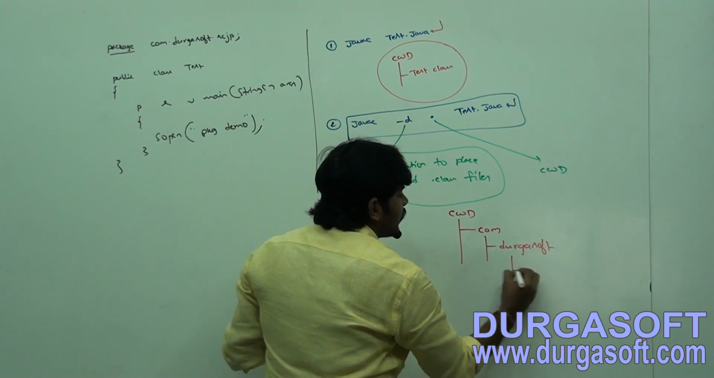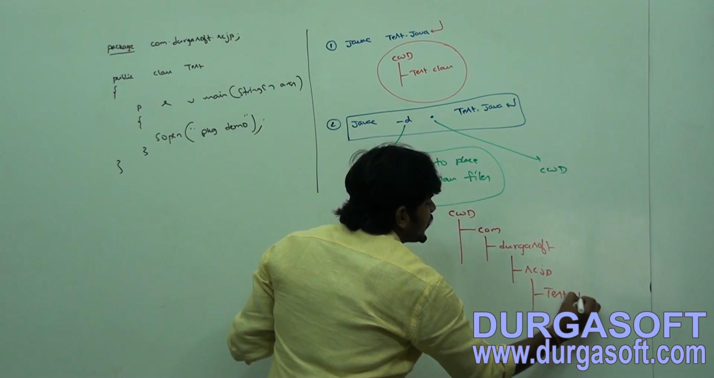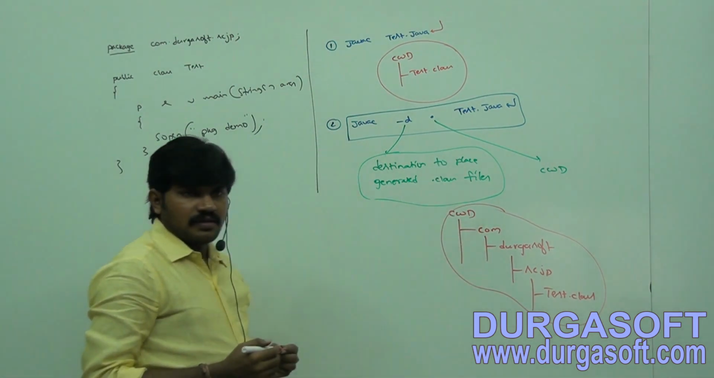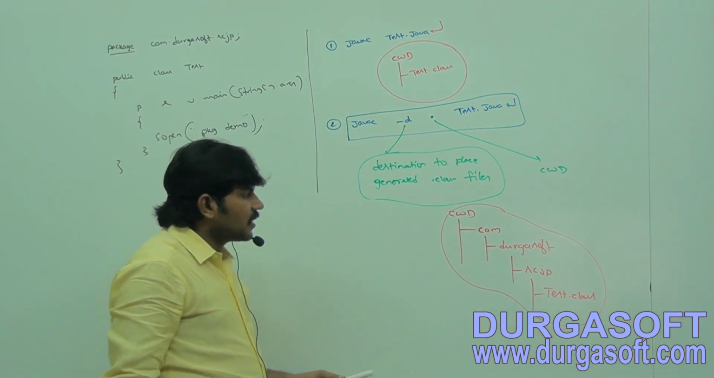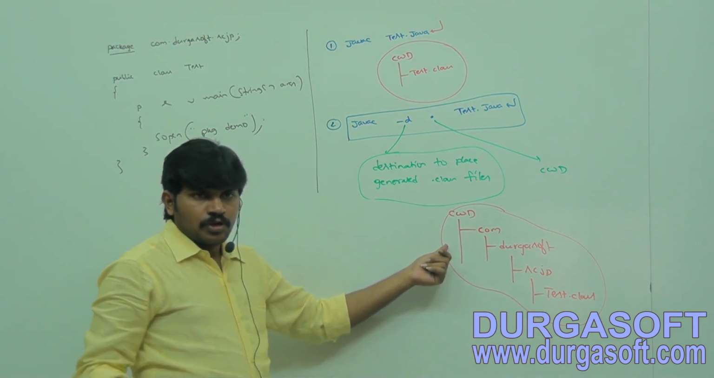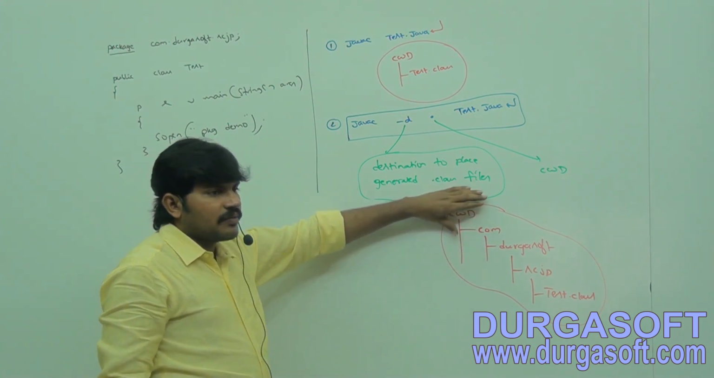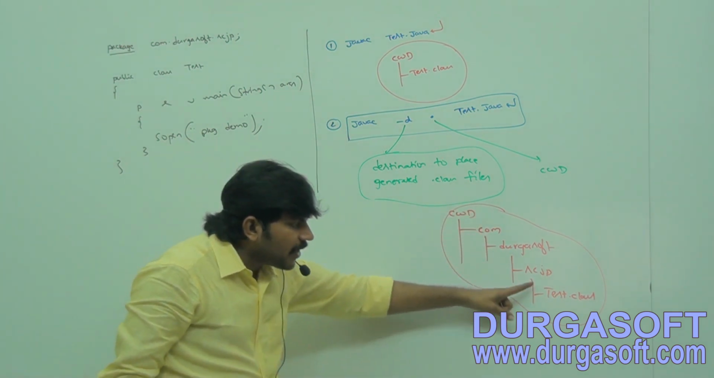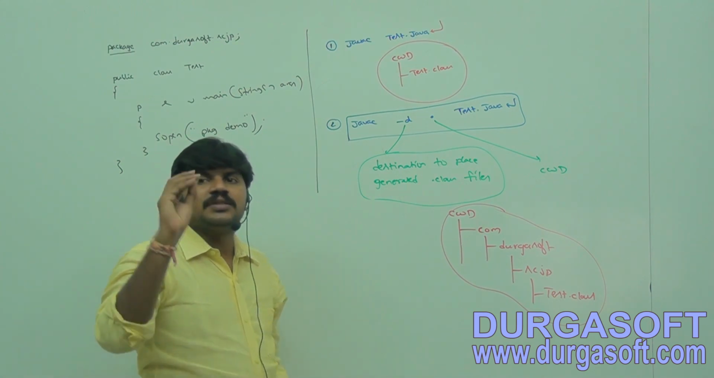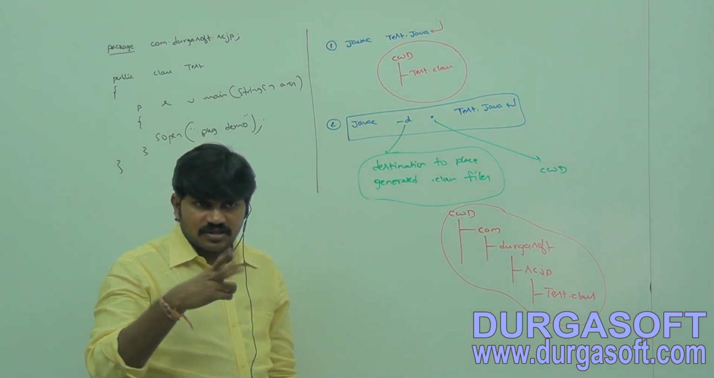Within the Durgasoft SCJP folder, Tester.class is there by default. Are you able to understand that? This class file will, by default, be placed in the current working directory, in the corresponding package structure. So if there is a package statement, how can I compile? By using this option. Are you able to understand?